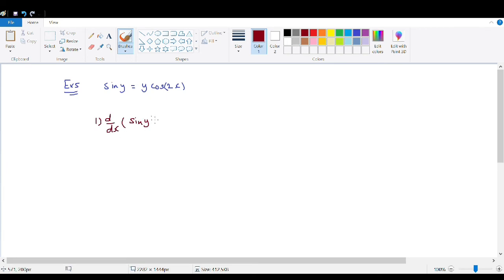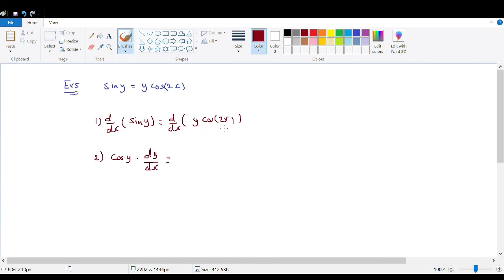So here we have sin y equals d over dx of y cos 2x. Then the second step, we need to differentiate. The derivative of sin y will be cos y, but here y is a function of x, we differentiate with respect to x, so we need to multiply by dy over dx.